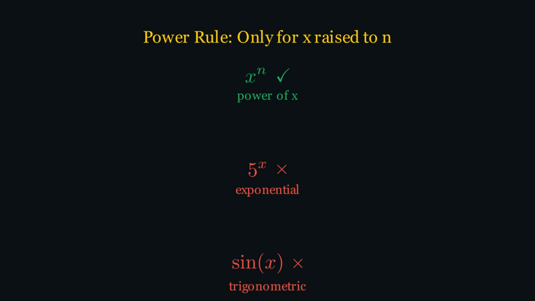Mistake 4: confusing the power rule with other operations. The power rule only works for powers of x. Y equals x to the 5th, use the power rule. Y equals 5 to the x, cannot use the power rule. This is an exponential function. Y equals sine of x, cannot use the power rule. This is a trigonometric function.